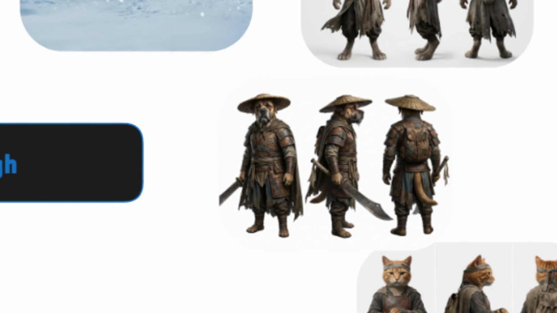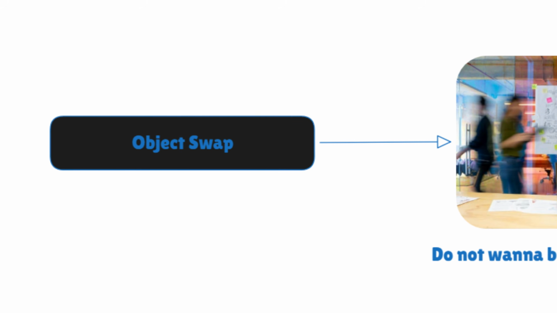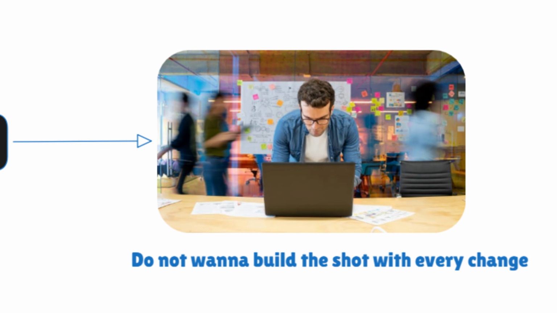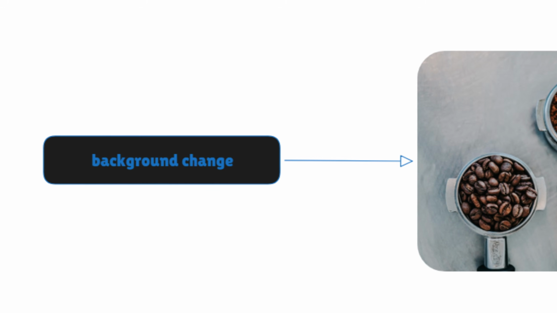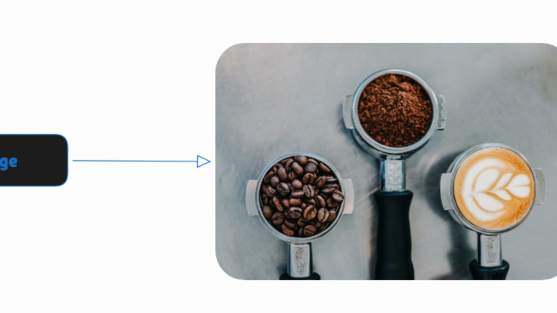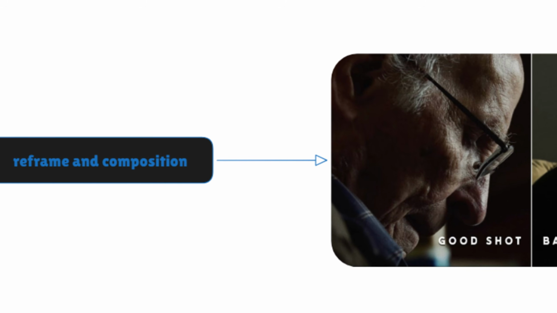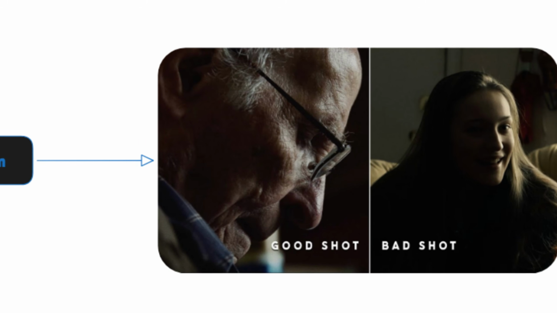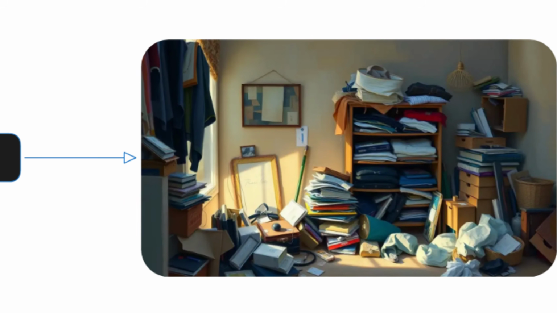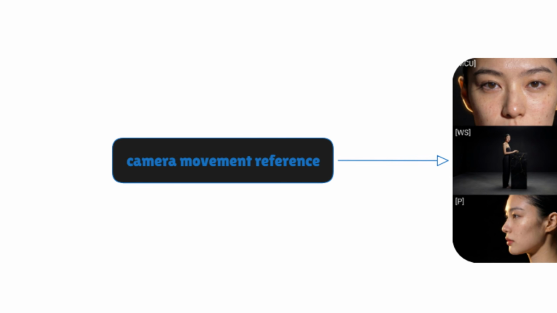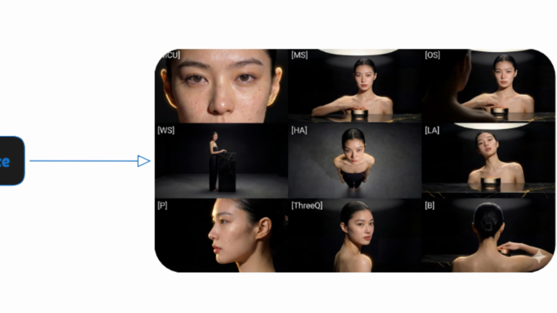Sometimes you want one image for the subject and a video reference for the movement. Object swap matters because product marketers do not want to rebuild a shot every time the pack shot changes. Background change matters because the scene often needs to adapt to a different campaign or setting. Reframe and composition matter because a decent idea can still fail if the shot is framed badly. Object removal matters because clutter kills a clean result. And camera movement reference matters because motion is a huge part of why a video feels polished or cheap.